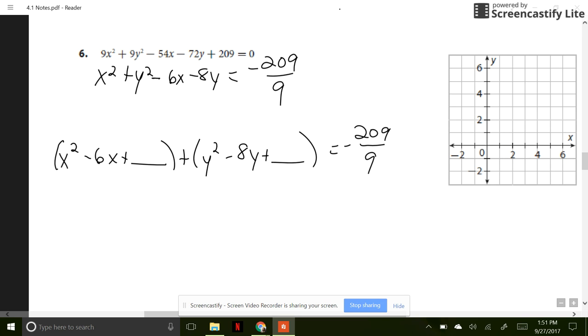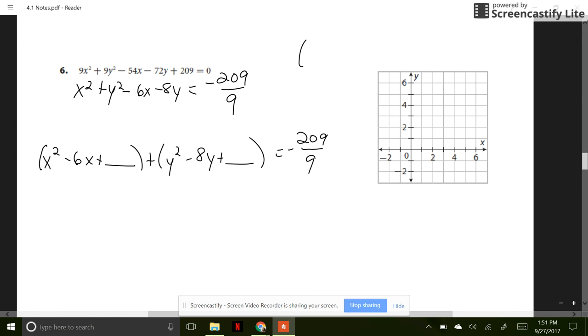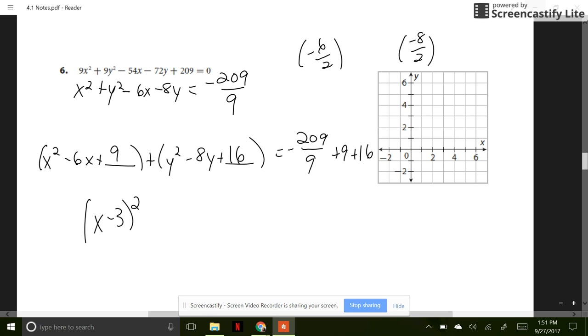So when we complete our square, our first b term is going to be negative 6 over 2, which becomes negative 3. 3 squared is 9. Our second b term is your negative 8, which we divide by 2, becomes negative 4. Negative 4 squared is 16. So to both sides, we will add 9. We will add 16. So our perfect square is going to be x minus 3 squared plus y minus 4 squared equals, you can plug this into your calculator, you end up with 16 over 9.